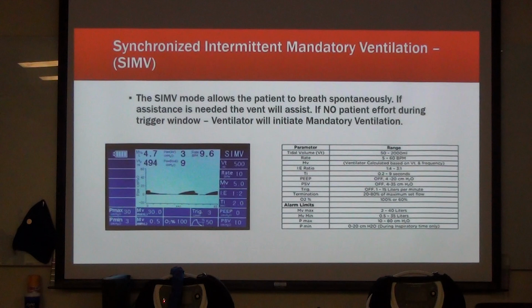And so when you look at it, what are the ranges that we have? Tidal volume, 50 to 2,000. Rates, 5 to 60. We've got a calculated MV, your IE ratio, usually 1 to 4 or 3 to 1. So you can change these. You can invert your. Why would you do that? Why would you invert your? What is IE? Let's answer that question first.